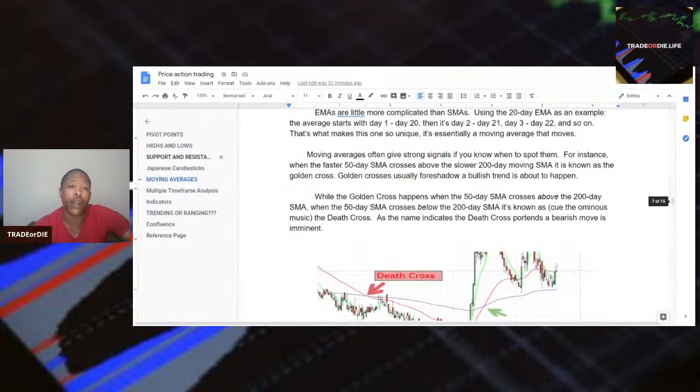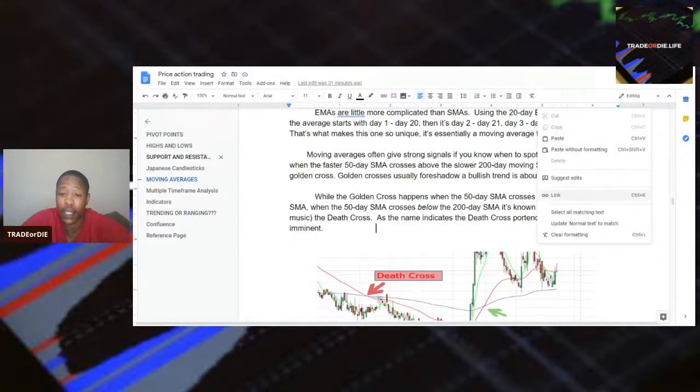All right, so as we see here, the moving averages actually give you strong signals if you know how to spot them. So we're going to talk about the two most famous crosses in the moving averages. When the 50-day crosses above the 200-day, that is known as a golden cross because that means a bullish trend is about to happen. Whereas if the 50-day crosses below the 200-day SMA, it's the ominous music, it is known as the death cross. So the death cross means a bearish trend, that the price is about to drop down.